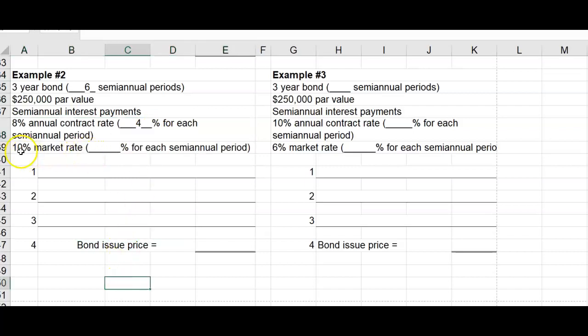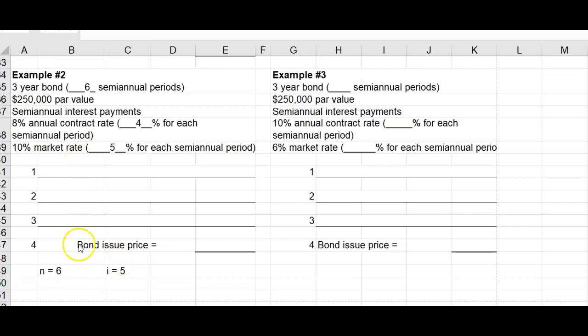during the year. It's a 10% annual market rate. How much is that for each semi-annual period? 5%, half the market rate. So I would write down N equals 6, and I, when we're looking at those present value tables, always use the market rate of interest. So I equals 5.